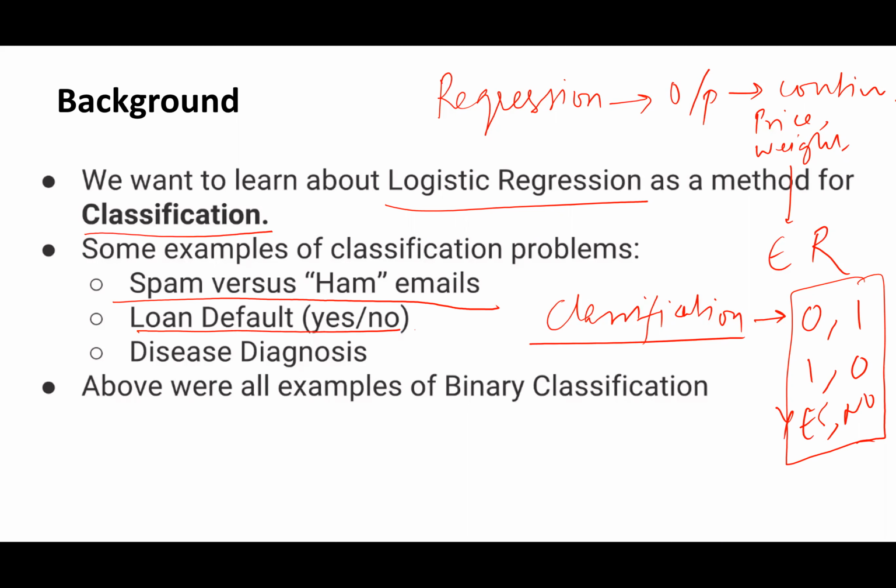Loan default: a bank is ready to give you a loan, so it will judge you based on the profile that you have with the bank. How much money do you have in your bank account? How much property do you own? Is there any loan running, or any investments that you have made with the bank? Based on that, they will determine whether you will be able to pay back the loan or not. Just one parameter, which is called loan default.